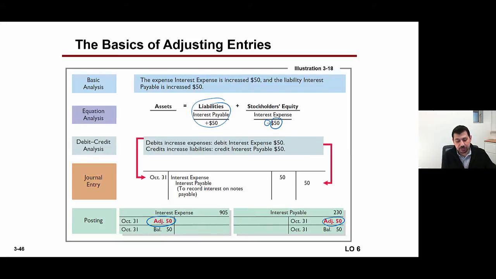We used interest payable here and we did not credit notes payable because we need to differentiate between the notes payable itself and the interest. Basically, we need to differentiate between the original amount, which is also called the principal, and the interest that has accumulated or accrued over the time of the loan.